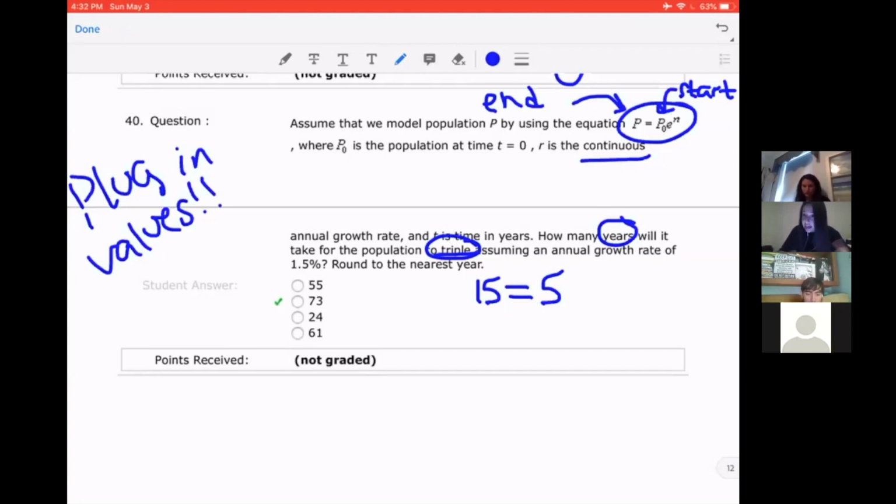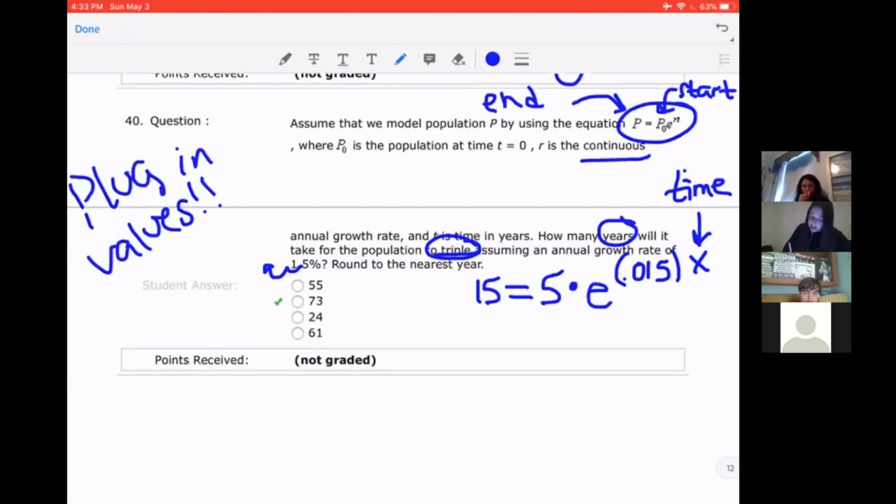You can pick any numbers you want. You could have picked 1 and 3, but this one was just an easy one as well. Times e, they tell us the rate is 1.5. So again, move that decimal place over twice. So it's going to be 0.015. And then how many years? That's what we're looking for, so that time T is going to be my variable x. We could have left it as T if we wanted to.